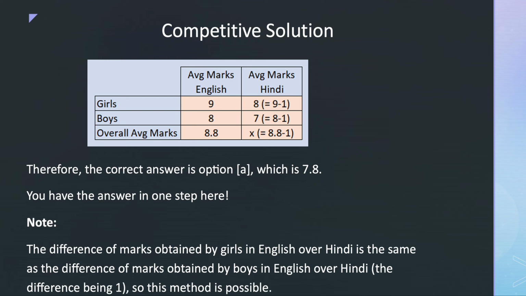We are asked to find out the overall average marks, so that should be 1 lesser than the overall average marks in English, which will be 8.8 minus 1. So the answer is option A, which is 7.8. You just have the answer in just one step here. What we have to note here is the difference of marks obtained by girls in English over Hindi is exactly the same as the difference of marks obtained by boys in English over Hindi. The difference is 1. That's why this method is possible.